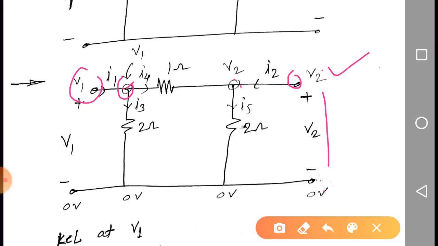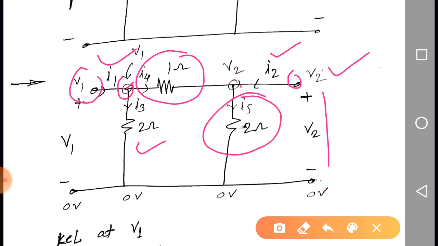Next, assign the branch currents. The currents here are already given as I1 and I2. Apart from that, we consider the current in this branch as I3. You can consider it in the upward or downward direction; you are free to assign any direction to the branch current. I have considered it downward. The current here is I4, with direction from left to right, and you can reverse it if you want. Next, the current in this branch is I5, which I have taken in the downward direction.